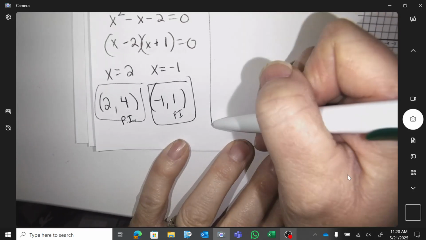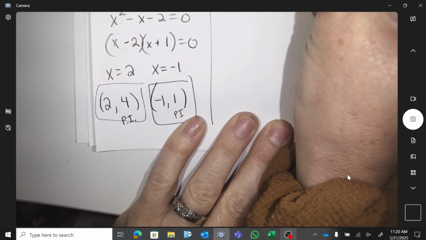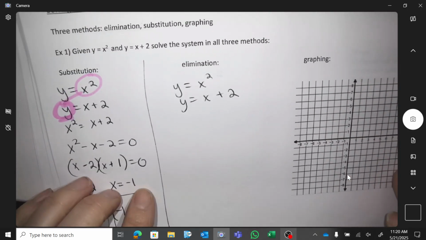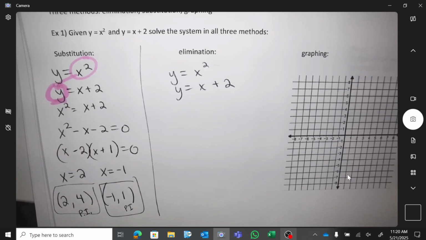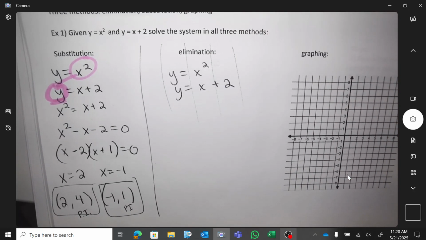Okay, let's try elimination. When you eliminate, you have to think about things as columns, right? So when we did that process yesterday, x's were on top of each other, y's were on top of each other, z's were on top of each other.